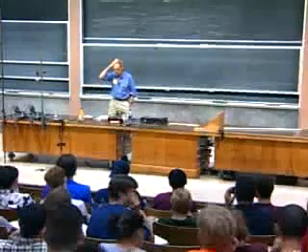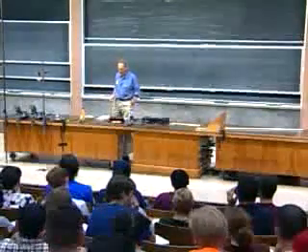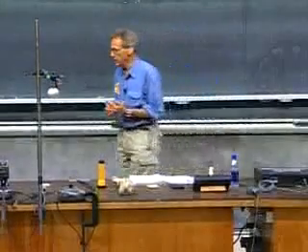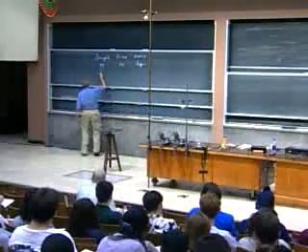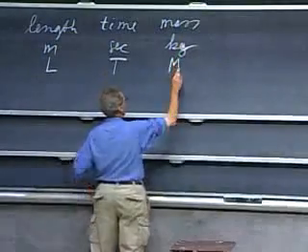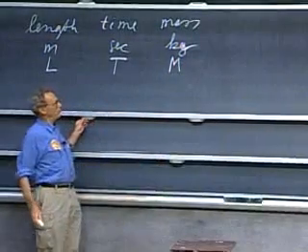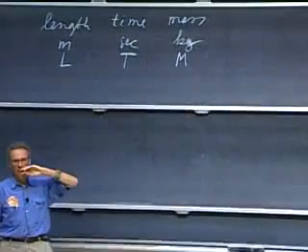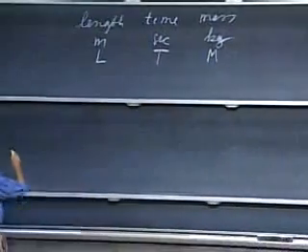I already introduced, as you see, length, time, and mass, and we call these the three fundamental quantities in physics. I will give these the symbols capital L for length, capital T for time, and capital M for mass. All other quantities in physics can be derived from these fundamental quantities. I give you an example.